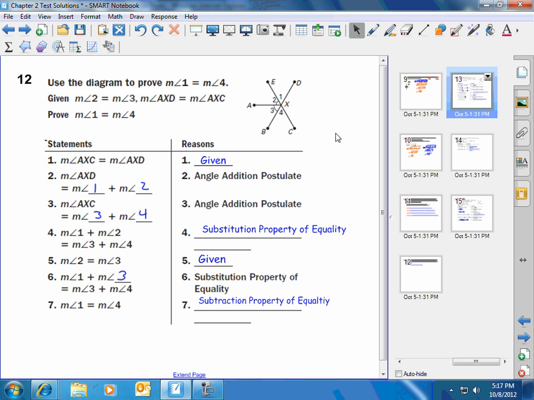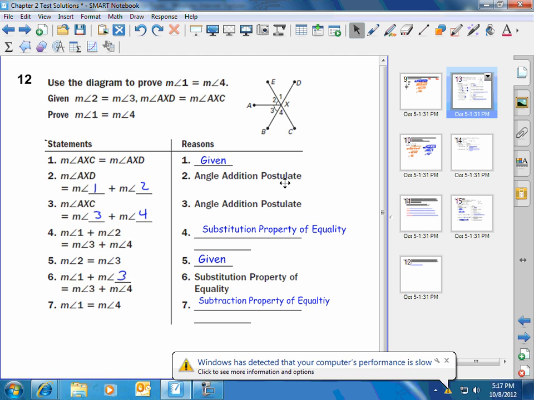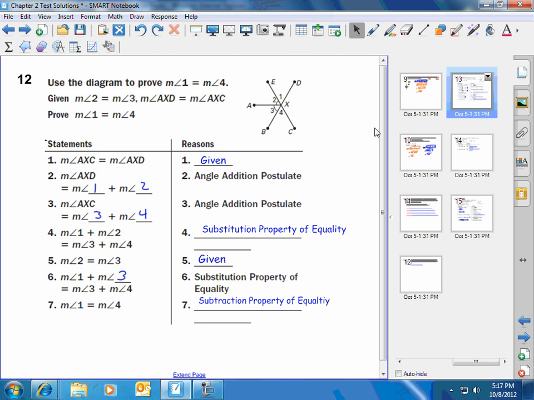Okay? And then the measure of angle AXC is equal to the measure of angle AXB plus CXB, or the measure of angle 3 plus the measure of angle 4. What justifies both of these statements in the two-column proof is the angle addition postulate. We mentioned the angle addition postulate earlier. If two angles share a common vertex and a side, I can add the measures of the angles together to determine the measure of the larger angle.